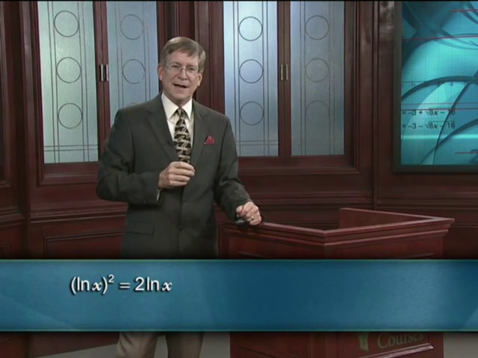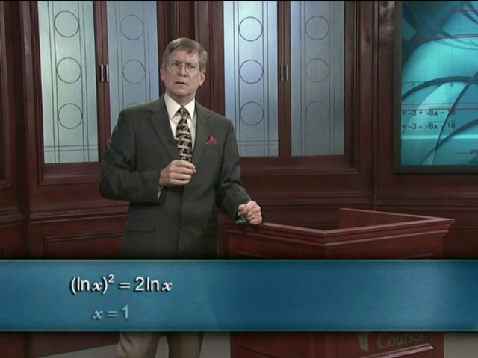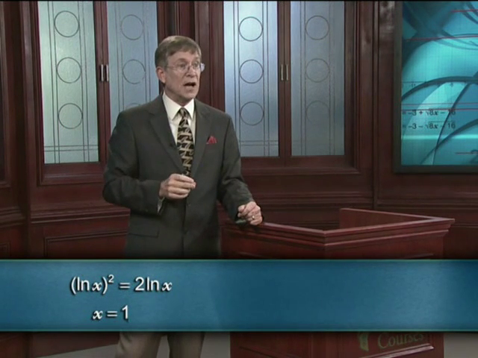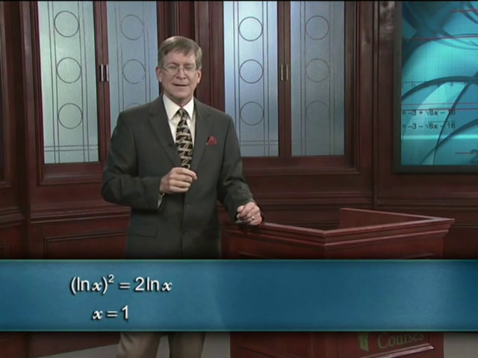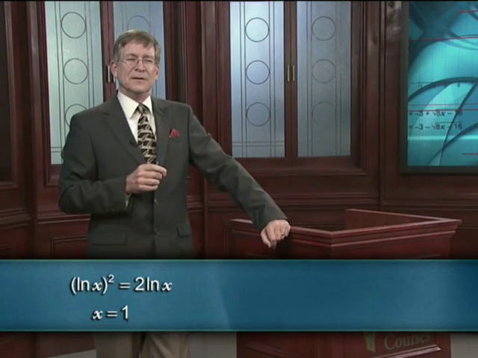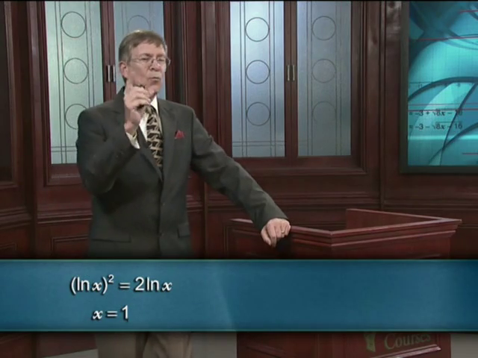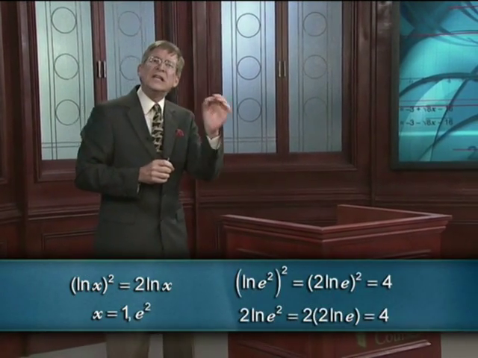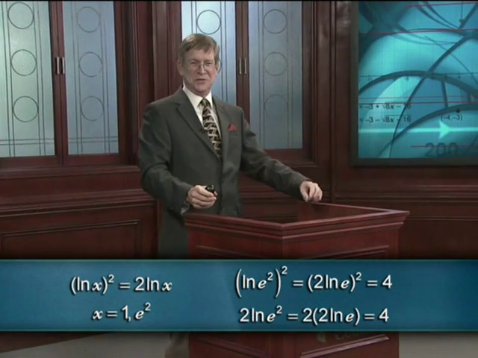I'd ask the student, hey, that property's not true in general, but is it sometimes true? That's a great question, I think. Are there some values of x for which that equation is true? And the student would, of course, go, 1. If x is 1, both sides are equal to 0. And then I go, right. Is there a second value? And the student would then go, I don't know. Well, work on this. You'll find out that e squared is also a solution.